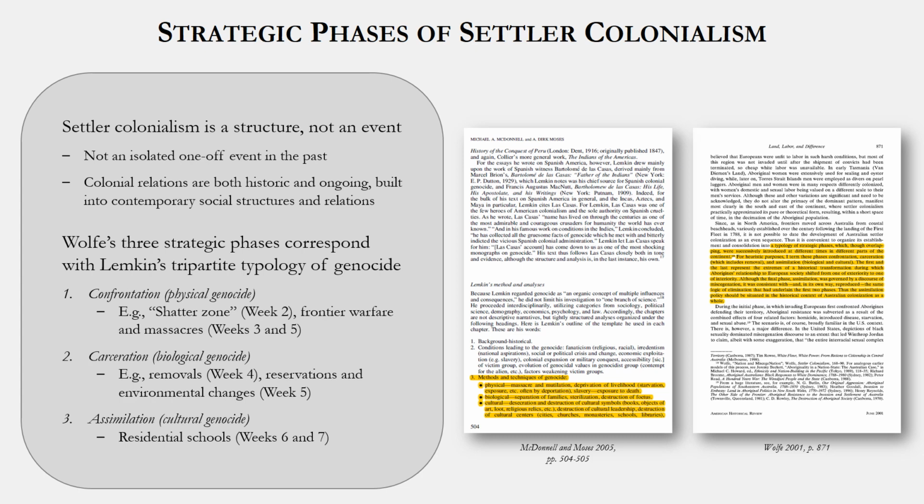Now, it's not a perfect analogy, but for heuristic purposes, compare Lemkin's tripartite typology with Wolfe's condensed conceptual framework offered here, which explains how different strategies behind the logic of elimination evolve over time under the same overarching principles. These 3 overlapping strategic phases, I posit, broadly correspond with the 3 basic categories of genocidal destruction. So again, we're using this parallel conceptual structure to organize our course outline. So weeks 2 and 3 look at physical genocide in relation to the confrontation phase of settler colonialism, whereas weeks 4 and 5 look at carceration in relation to biological genocide, before finally weeks 6 and 7 look at assimilation in relation to cultural genocide.